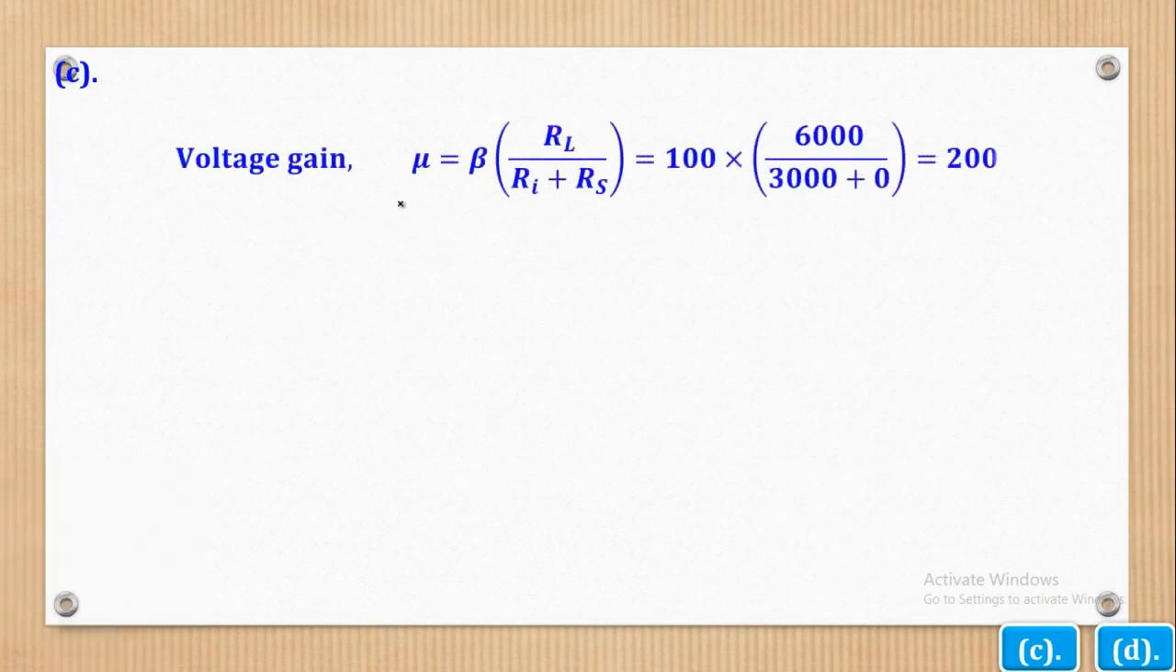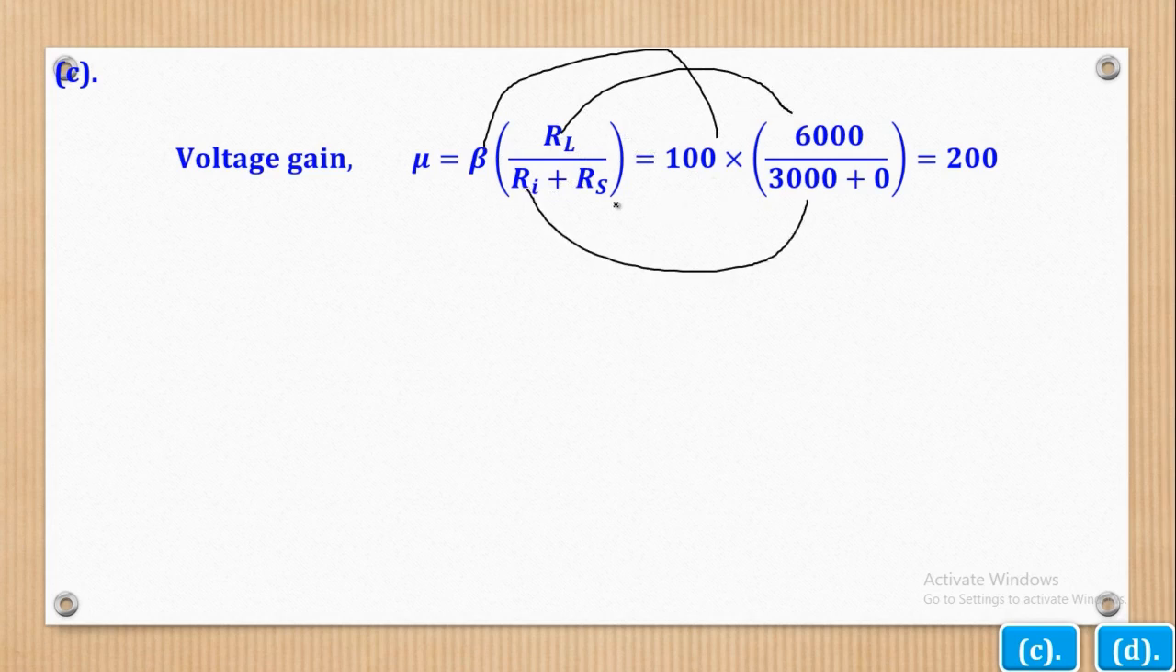So voltage gain is given by beta times RL over RI plus RS. So this is that 100, and this was given as 6 kilo ohms, so we multiply by 1000 to get ohms. This one also 3 kilo ohms. This one was negligible, so it is 0, so in the end we'll come up with 100. It has no units because it's a ratio of resistances.